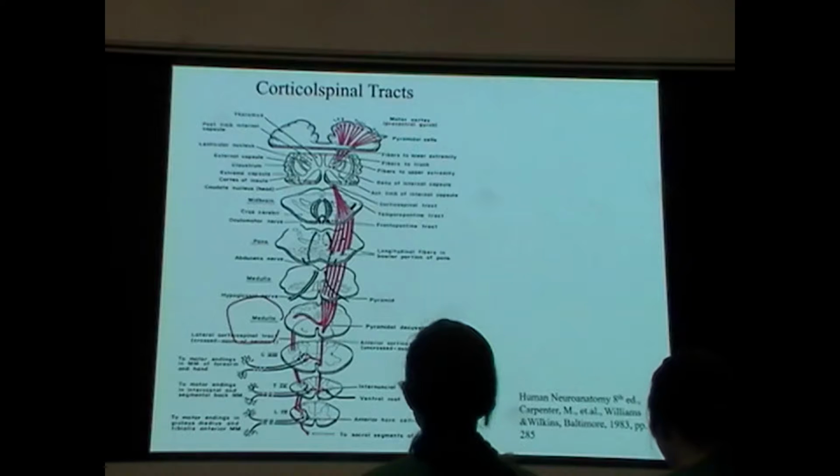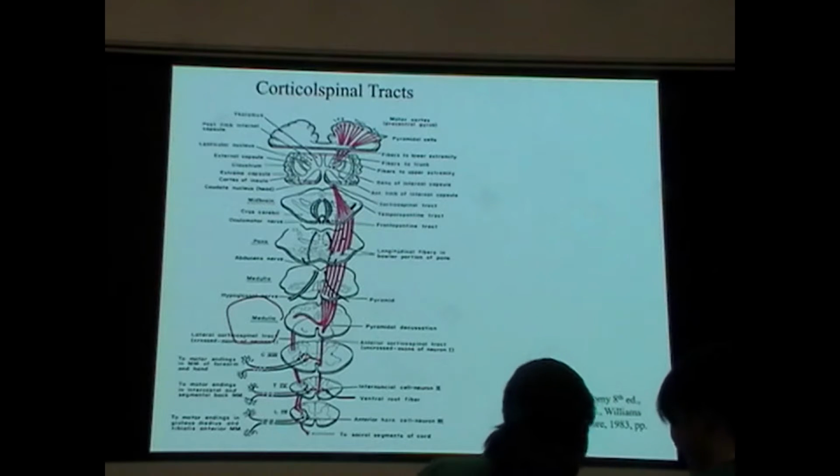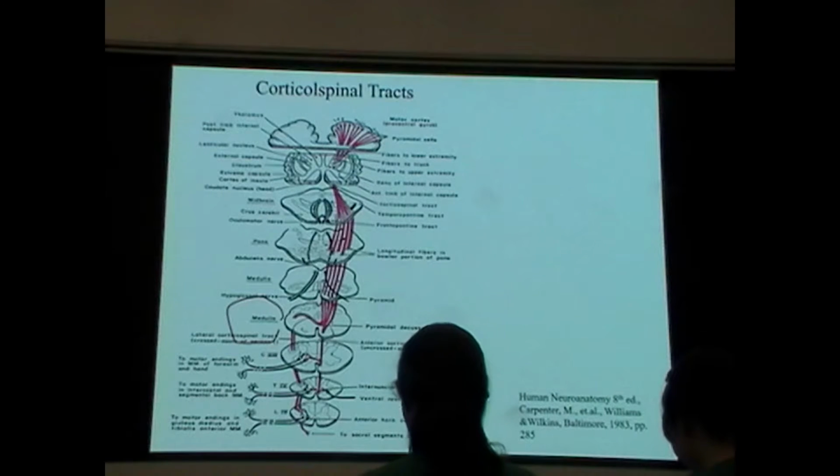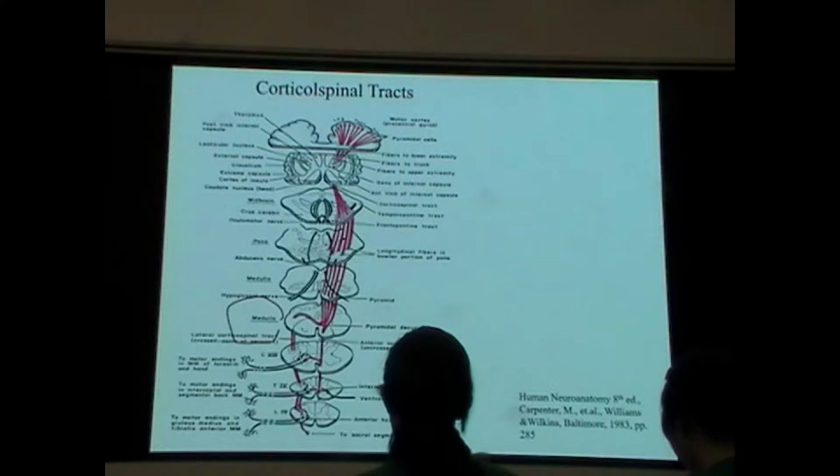But about 10% of it is not crossing. It's going down on the same side, or what we call ipsilateral. So when we use the term contralateral, we mean the opposite side, ipsilateral, the same side. And then they will cross individually as they get down to other areas of the spinal cord.